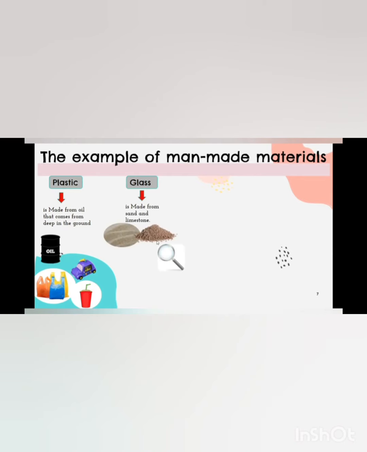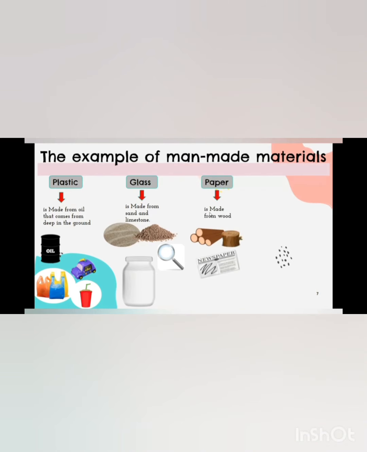It is made from sand and limestone. They both are found on ground, and we can make jars, magnifying glasses, and windows from glass. Paper is made from wood, and we can make books, newspapers, and cardboard from paper.